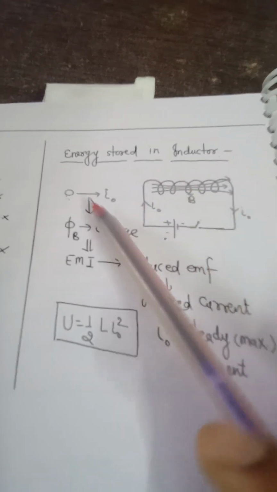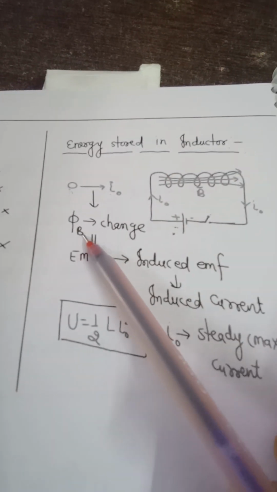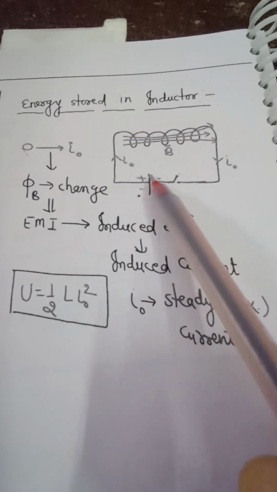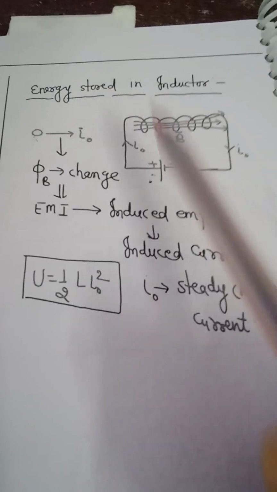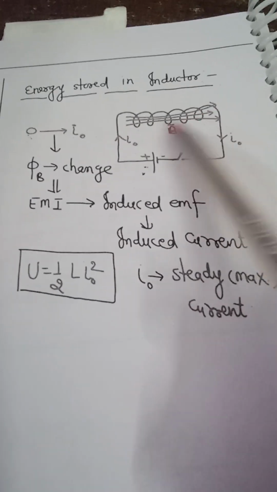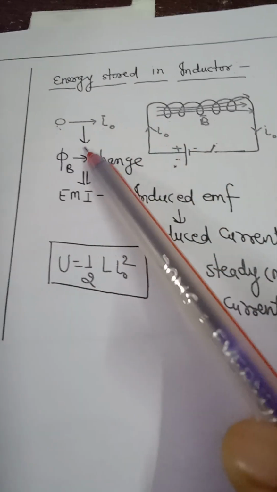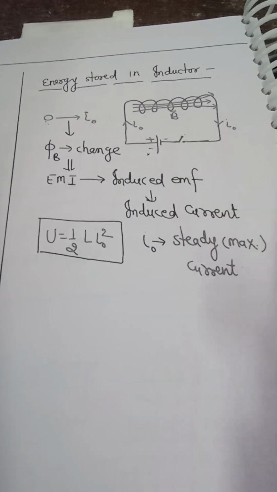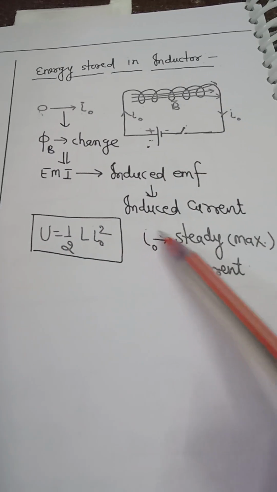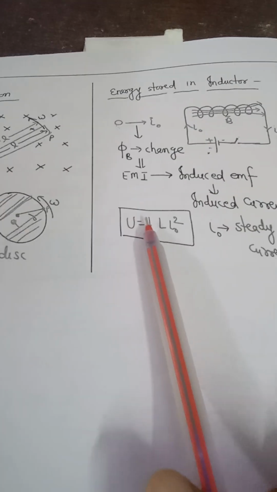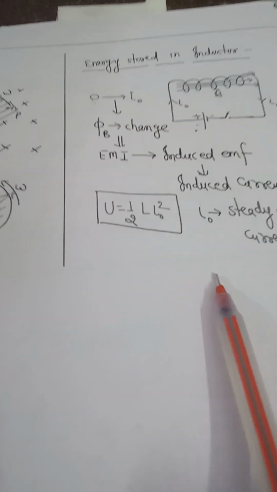And now we are studying energy stored in inductor. So 0 to I naught. There is a circuit, it has a battery, and it has a switch. So when a current flows, a magnetic field will be produced, and this current comes here. So phi B changes, and induces EMF. Due to induced current produced, and I naught is the steady maximum current, and the energy stored in the inductor is U is equal to 1 by 2 L I naught square.